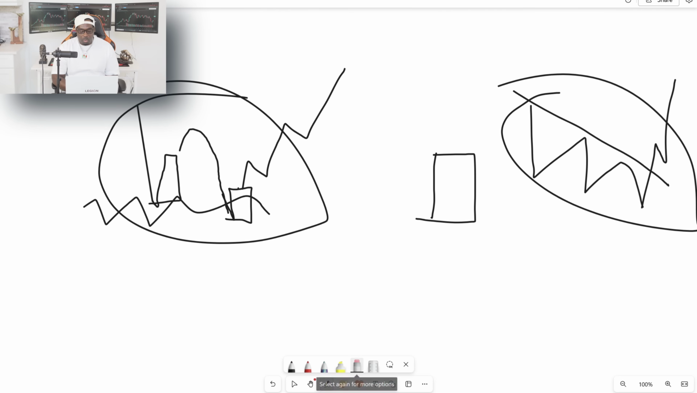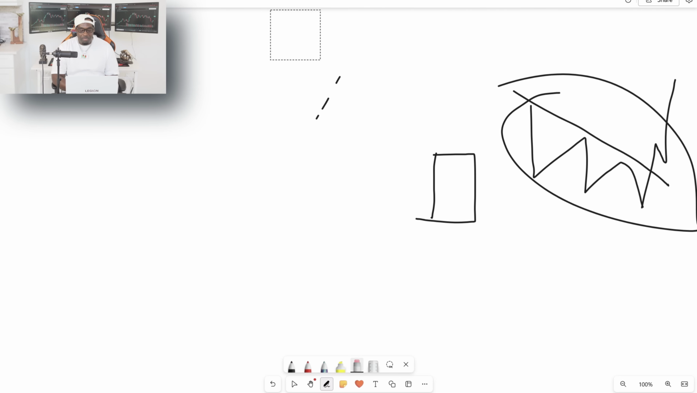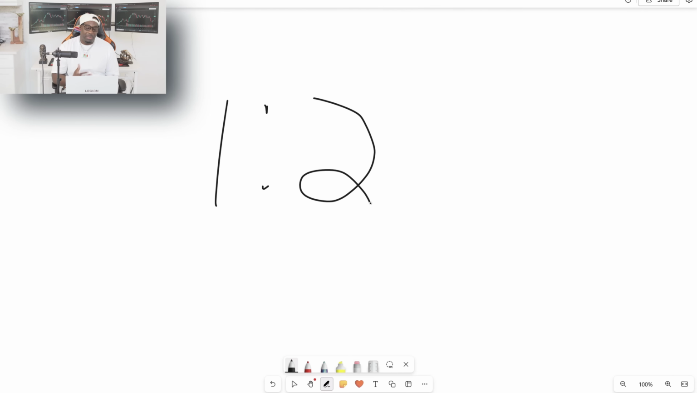Now, from there, when we get in, how do we want to exit? Well, in my opinion, minimum 2 to 1. So that's 2 times your money. You can do 1 to 3. Understand that sometimes if you do 1 to 3 on a 5-minute chart, it might go to 2 to 1 and then come right back to your break even. So keep that in mind.